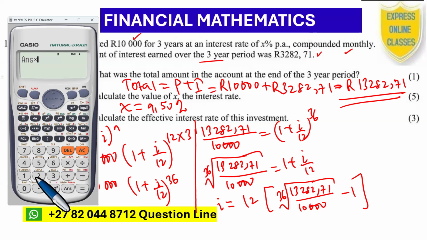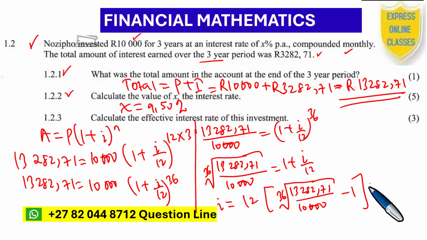This value is ordinarily multiplied by 100, giving us exactly 9.50%. We move to the next question.